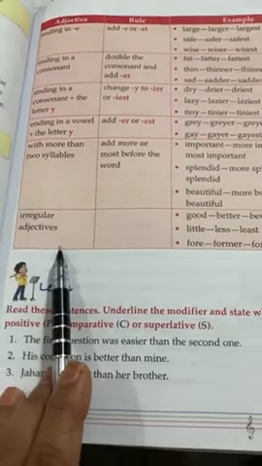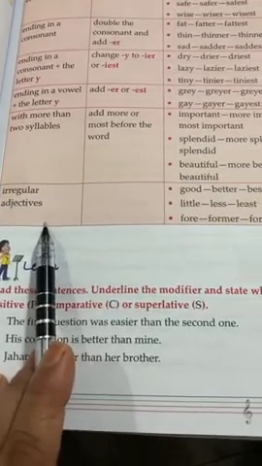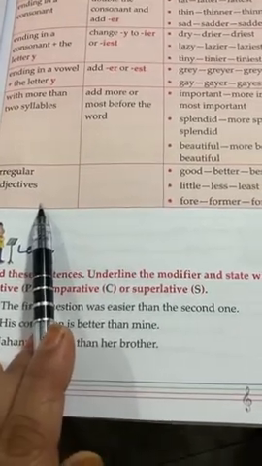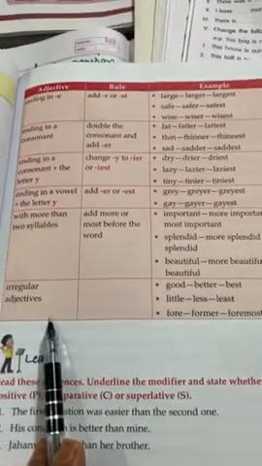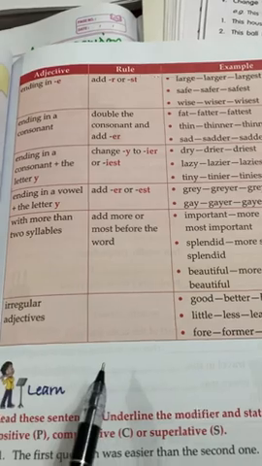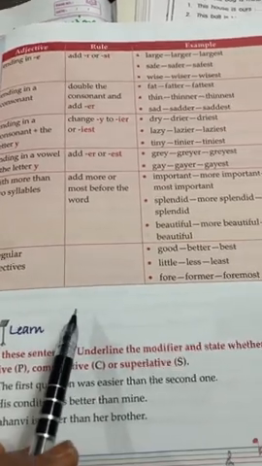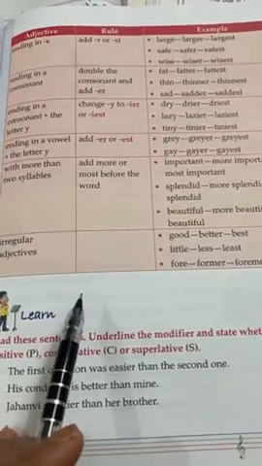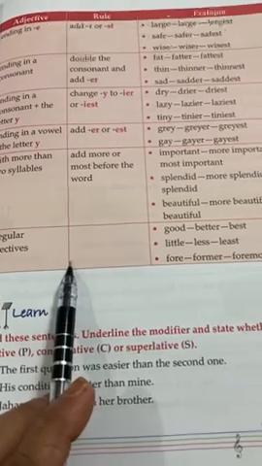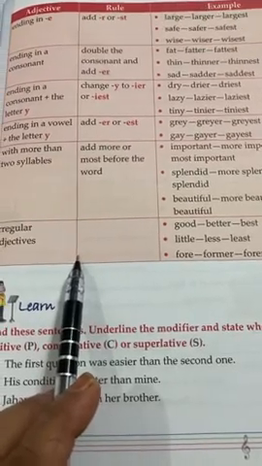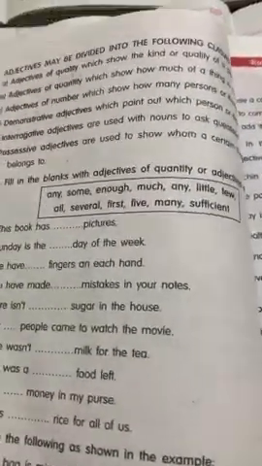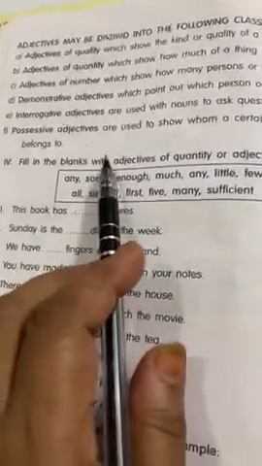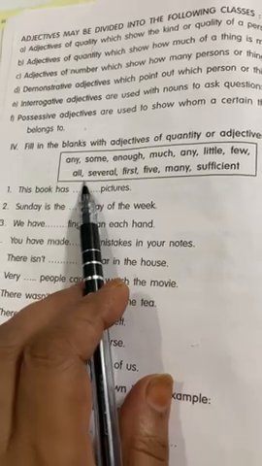A few irregular adjectives are also there, so we have to learn the different forms of these adjectives. So children, note this down, write it in your English 1 notebook. Now come to your textbook. What is given in your textbook? We had completed up to here. So what is your next question?